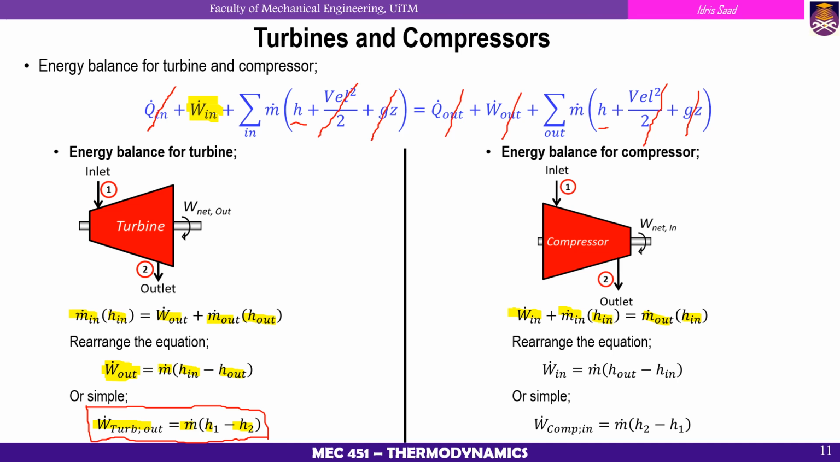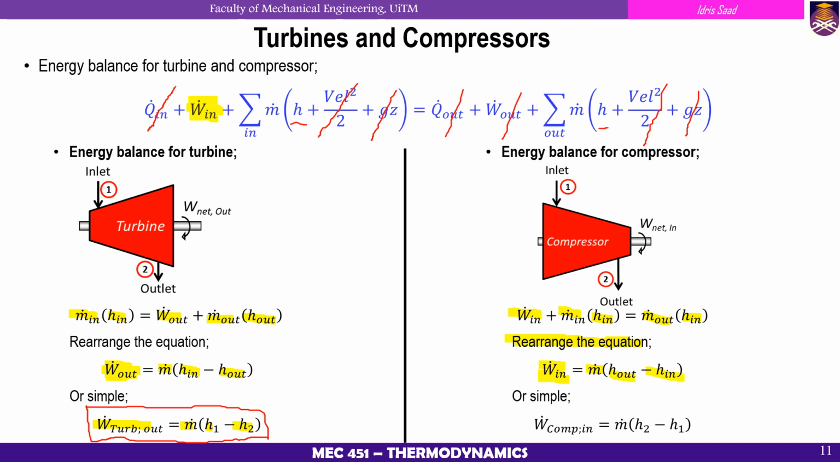So we can rearrange this equation. Since we want to calculate the work input for the compressor, the power input to the compressor, or W dot in, can be calculated by m dot times h out minus h in.